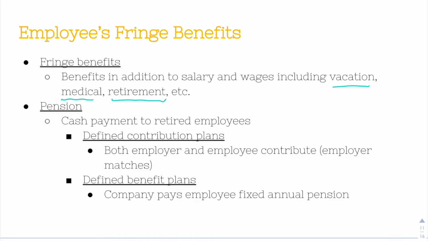So pensions are cash payments to retired employees, and there's two different types. There's defined contribution plans, where basically both the employer and the employee contribute. The employee might say, okay, I'm going to put 5% of my earnings into a retirement account, and the employer might match that dollar for dollar, so 100%. They might match it 50%. They might match it up to a cap, all sorts of things like that, but basically the main part is that both parties contribute.